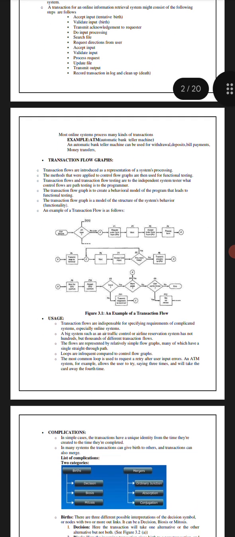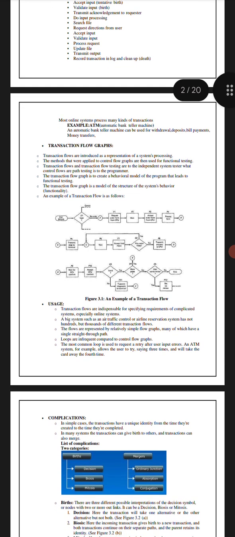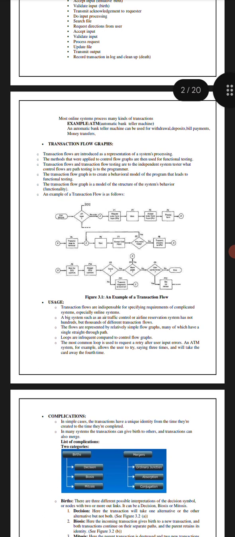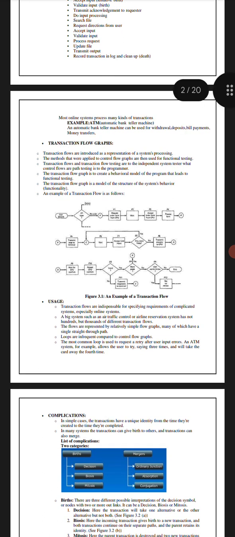Most online systems process many kinds of transactions. Example: ATM, automatic bank teller machine. An automatic bank teller machine can be used for withdrawals, deposits, bill payments, and money transfers.